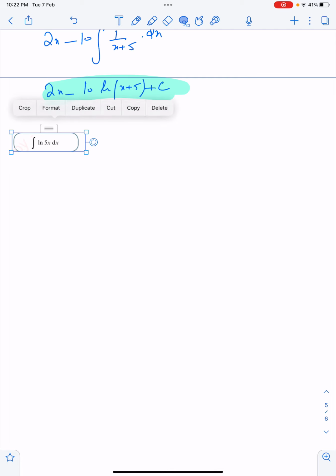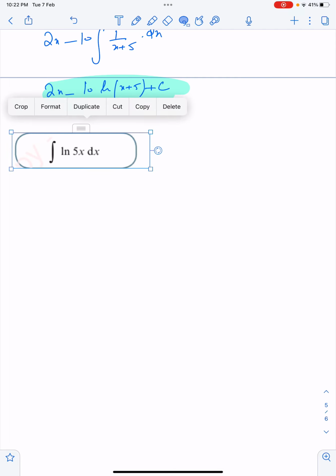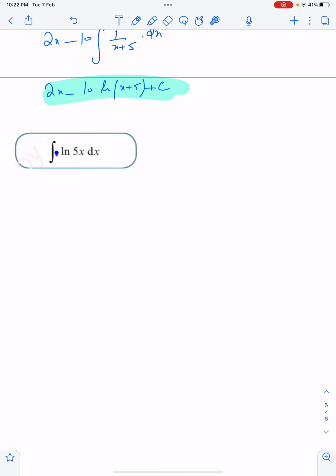Now with ln, this is a special case where we don't see another function here, but you can take it as 1 and use integration by parts. If I use 1 here, using the word LIATE, this is the logarithmic function and this is the algebraic function. So L comes first, which means u equals ln 5x, and v dash is equal to 1.